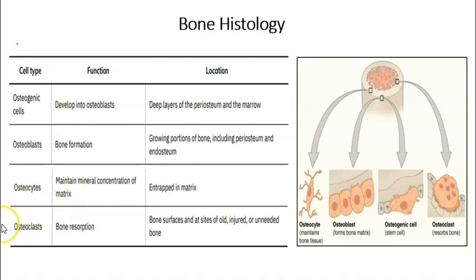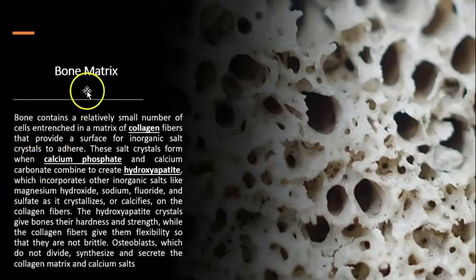The next one that we're going to have is the osteoclast. The osteoclast is going to destroy the bone. Not only that, but the osteoclast is going to help us reshape our bones. Next, we have the matrix. The matrix is basically made of calcium, but it's not pure calcium, it's actually salt, because it's calcium phosphate, as you can see here. And this is called hydroxyapatite.